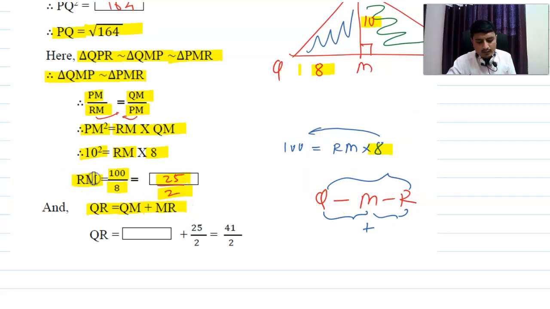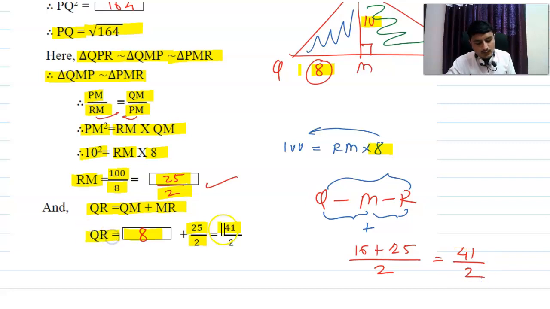MR is the same as RM. So QM value, as per the figure, we have 8 plus MR, which is the same as RM, that is 25 divided by 2. Once we do the cross multiplication, 8 times 2 becomes 16, plus we have 25, divided by 2. 16 plus 25 is 41, divided by 2. So the value of QR we are getting is 41 divided by 2.